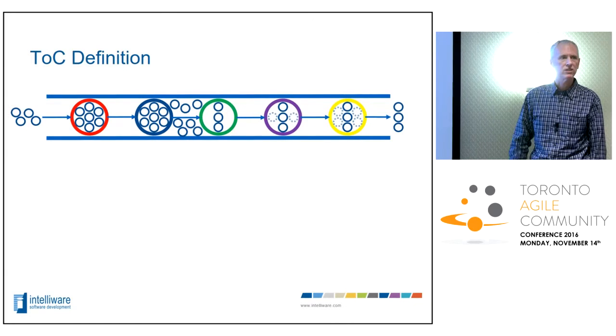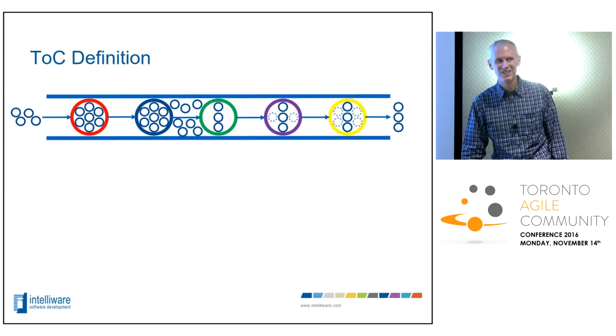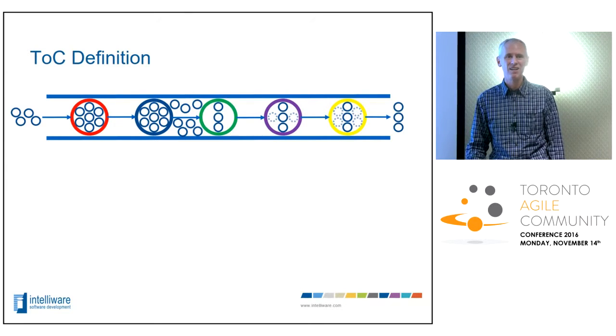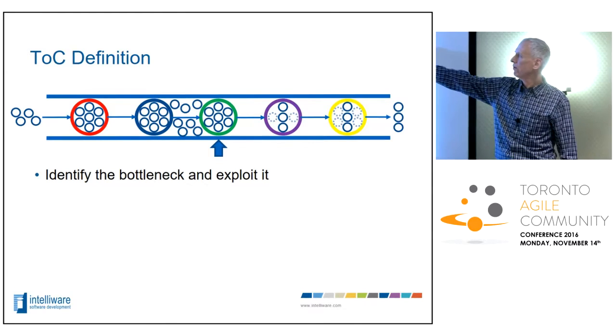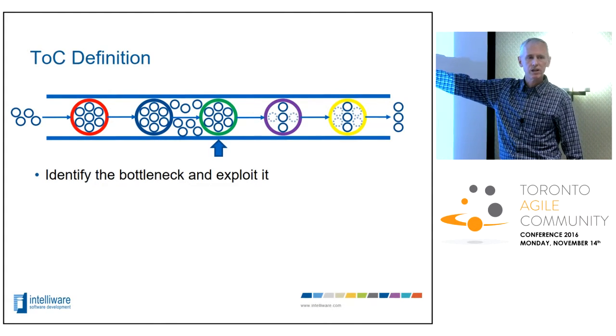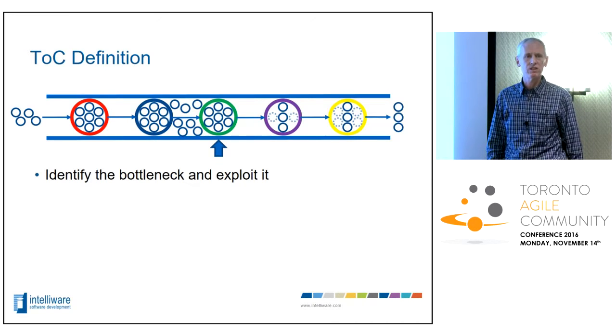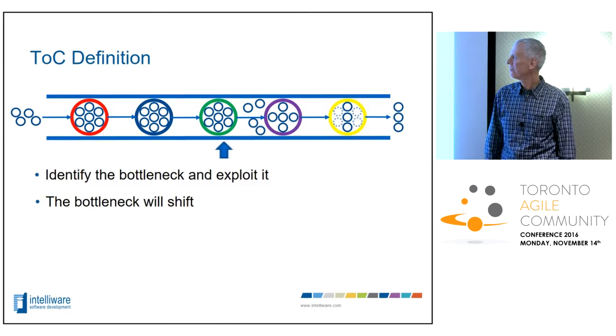So how do you fix this? Any suggestions? So what you do is you exploit it. You find a way, you focus on the green step, and you find a way to increase its production. And so if you increase the green step's production, what's going to happen? The bottleneck is going to shift.